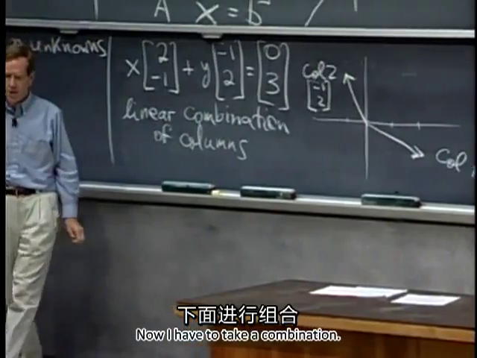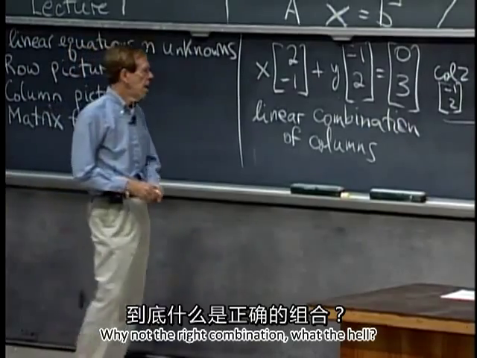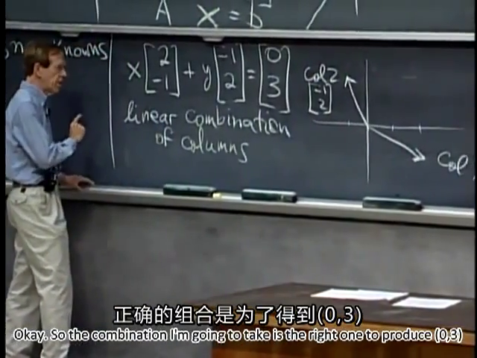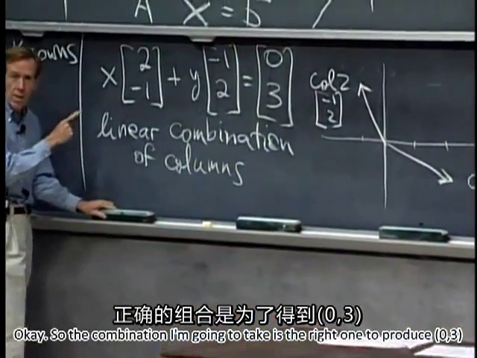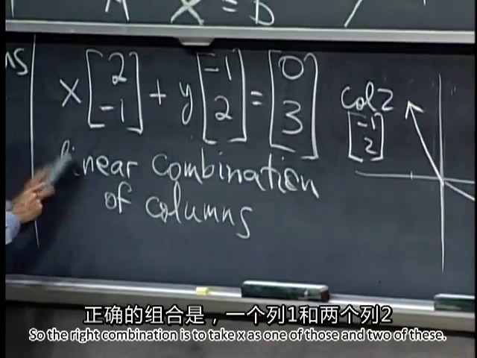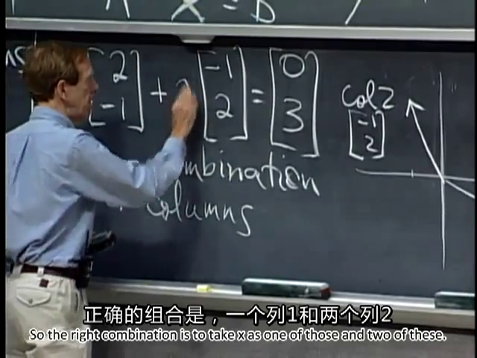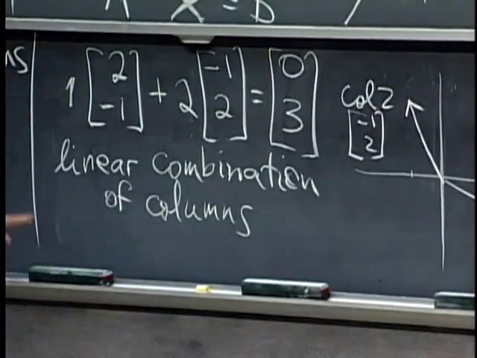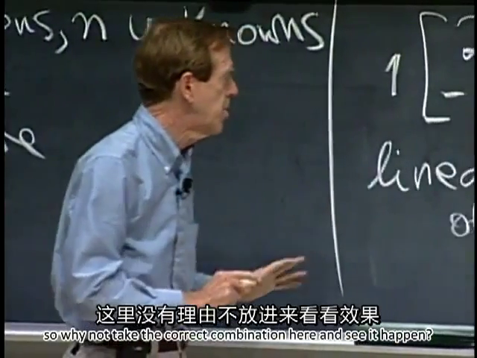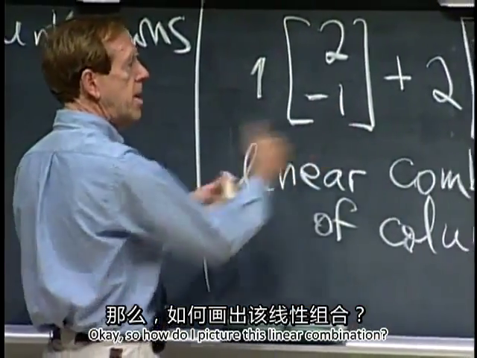Now I have to take a combination. What combination shall I take? Why not the right combination? Okay. So the combination I'm going to take is the right one to produce 0, 3, and then we'll see it happen in the picture. So the right combination is to take x as one of those and 2 of these. It's because we already know that that's the right x and y, so why not take the correct combination here and see it happen?